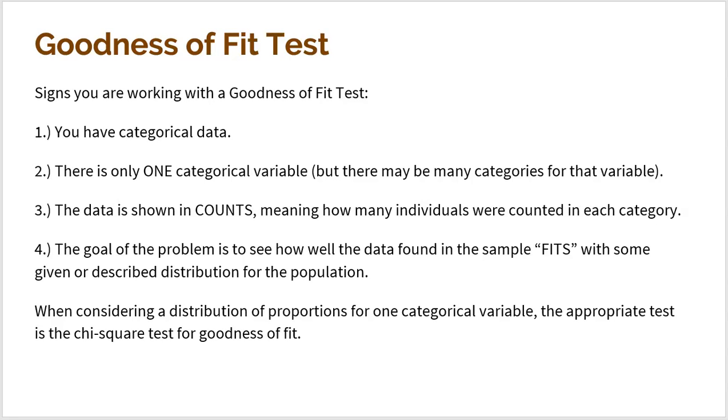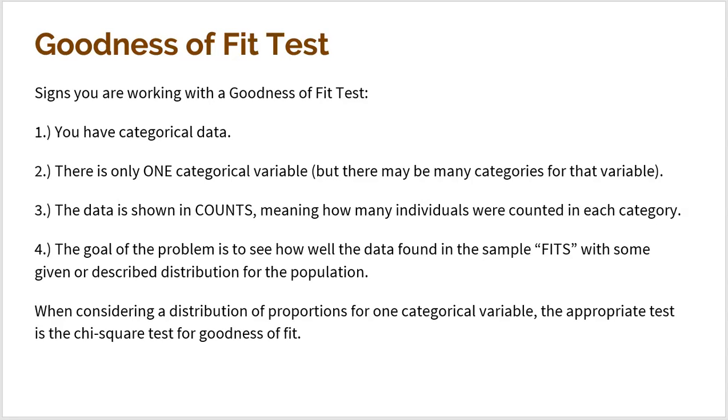And the data needs to be shown in counts. What you're looking at in each category is simply how many people were counted that fit into that category. So I counted 22 people that love chocolate ice cream, so you're going to see a 22 underneath chocolate. I counted 32 people that like vanilla ice cream, so you're going to see a 32. Those are counts, the number of people that we counted that fit into each category.